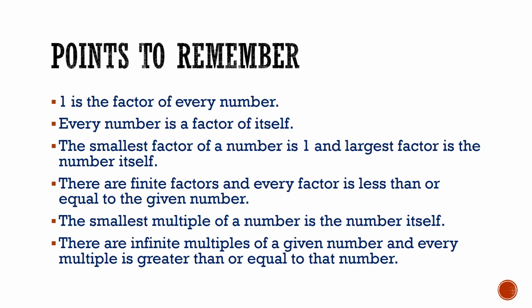Now some facts about factors and multiples. 1 is a factor of every number. Every number is a factor of itself. As we have seen, 1 is a factor of every number and every number is a factor of itself because the highest factor is the number itself. The smallest factor of a number is 1 and the largest factor is the number itself. There are finite factors and every factor is less than or equal to the given number.